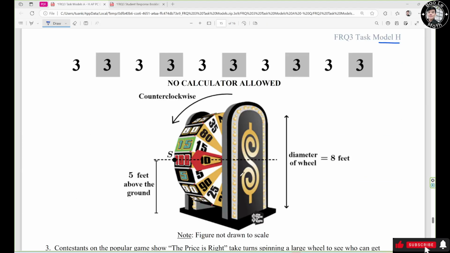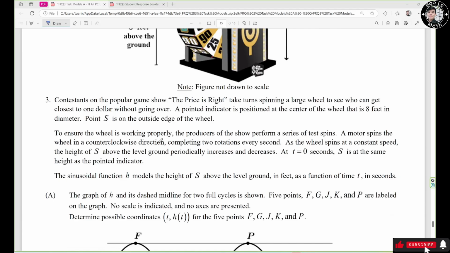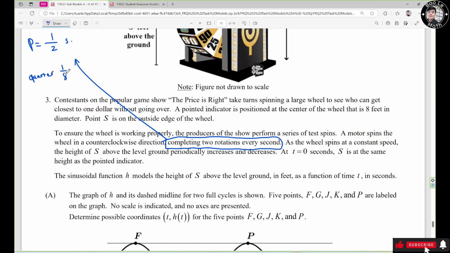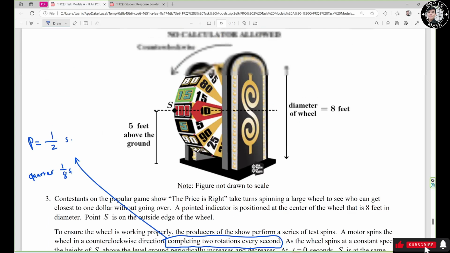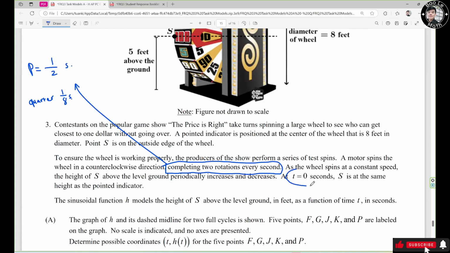Now let's move on to the model H right here. Model H is similar to model G. The only thing different is the period. 2 rotations every second, which means the period equals time divided by number of rotations, so 1/2 second. You need to take this divided by 4, so each quarter has a length of 1/8 seconds.